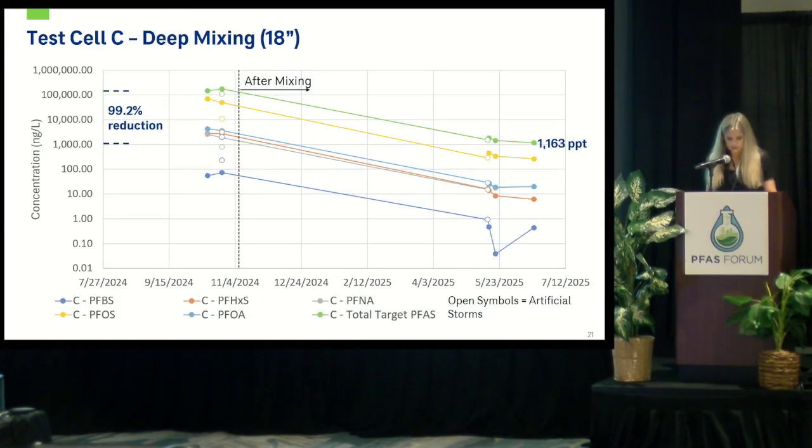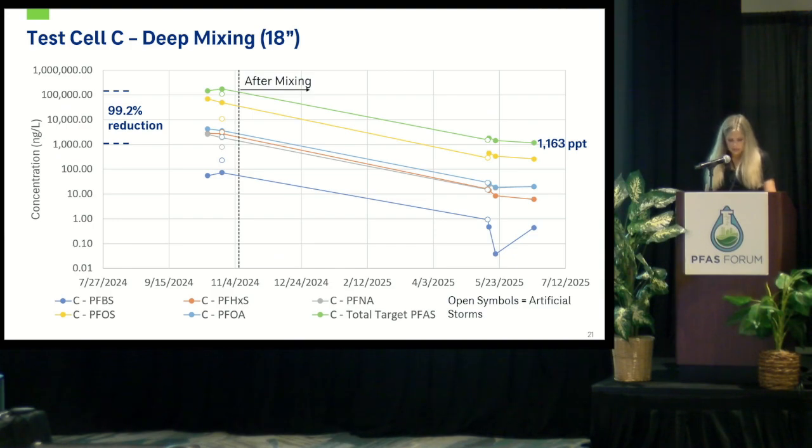Finally, test cell C showed the greatest performance. Mixing Rembine to a depth of 18 inches resulted in the largest reduction in PFAS concentrations. Total target PFAS decreased from greater than 100,000 nanograms per liter to approximately 1,160 nanograms per liter. That corresponds to an overall reduction of 99%.